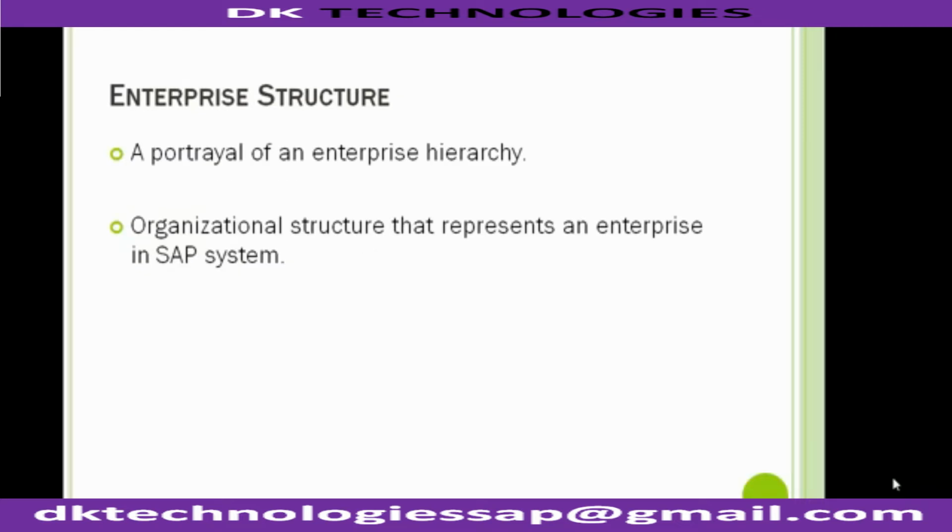Enterprise structure is a portrayal of an enterprise hierarchy, the organizational structure that represents an enterprise in SAP system. It basically consists of some organizational units which are for legal reasons or for specific business related reasons. Organizational units required to manage the SAP system include company code, business area, plants, profit center, and so on. Organizational units handle specific business functions.